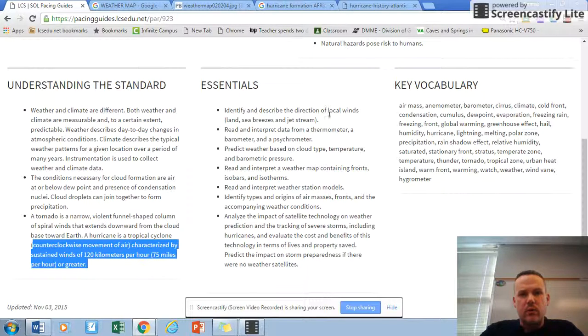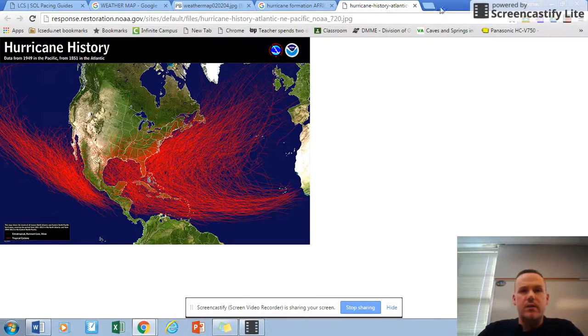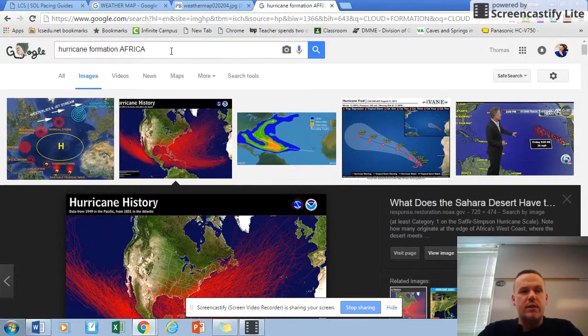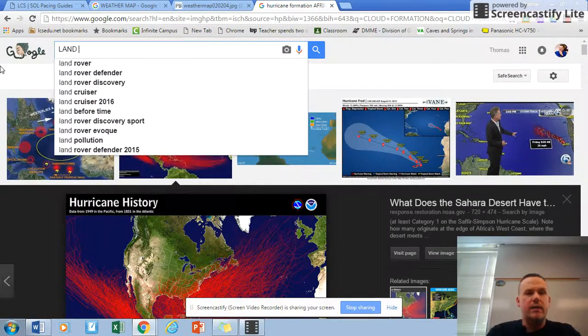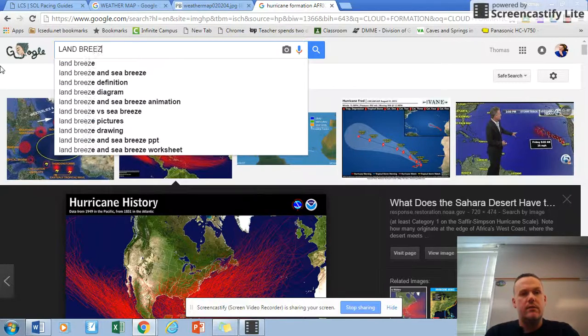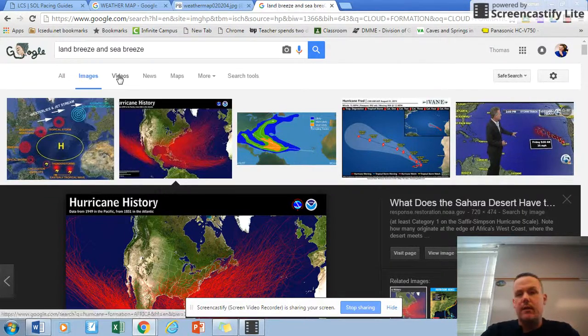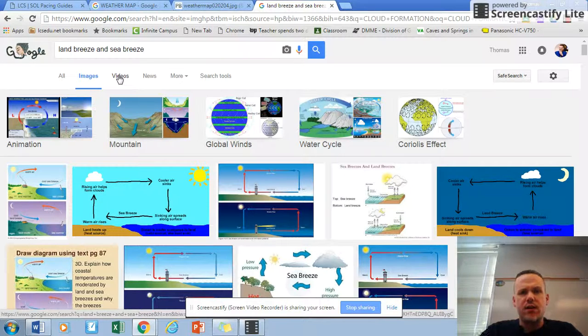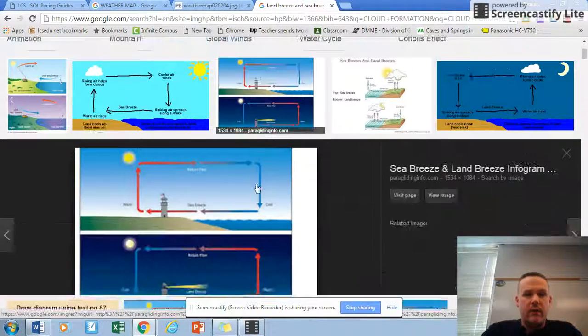Identify and describe the direction of local winds like land breezes and sea breezes. I'll go ahead and pull an image of that up. Land breeze versus sea breeze. This is what I was talking about in one of the previous videos that you guys watched on Friday, talking about land breezes and sea breezes being basically thermals, or unequal heating in a specific little area. And I'll go ahead and pull this image up.